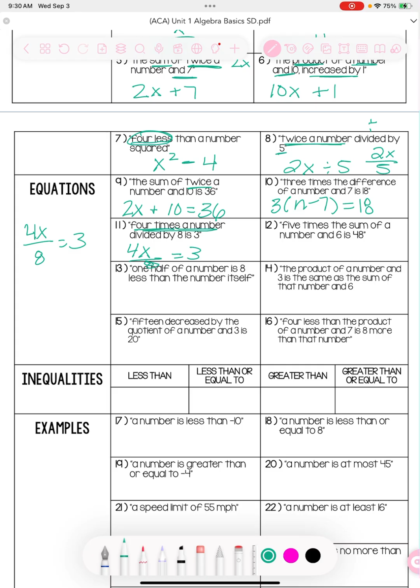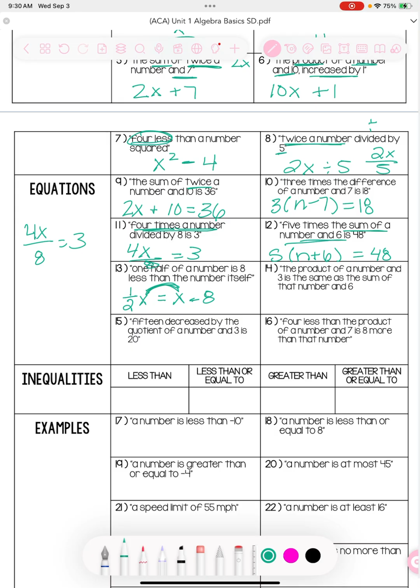5 times the sum of a number and 6 is 48. So the sum of a number and 6 is where we're going to start. The is my equal sign, and then the 5 goes out in front of it. The next one is 1/2 of a number is 8 less than the number itself. Okay, so 1/2 of a number, is means equal, 8 less than the number itself. So x is the number itself. So these two have to match, and we want to do 8 less than that.